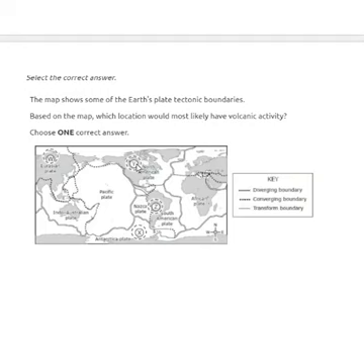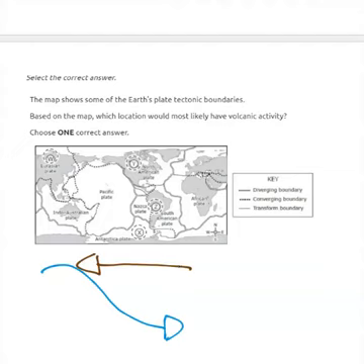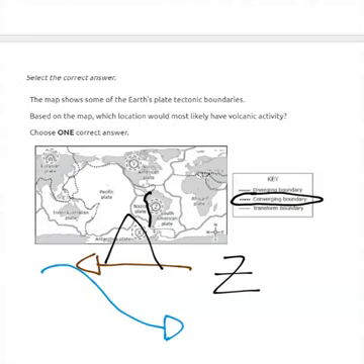Okay, our next question says the map shows some of Earth's plate tectonic boundaries. Based on the map, which location would most likely have volcanic activity? So we know that we are going to see volcanic activity when we have oceanic crust getting forced under continental crust, and the result of that convergent boundary will cause volcanoes right there on the land. So we are looking for a convergent boundary. If I look over here, I see that convergent boundaries are noted with this little dotted line. So I see a convergent boundary right here, so my answer is going to be Z. The next letter in your code is 6.